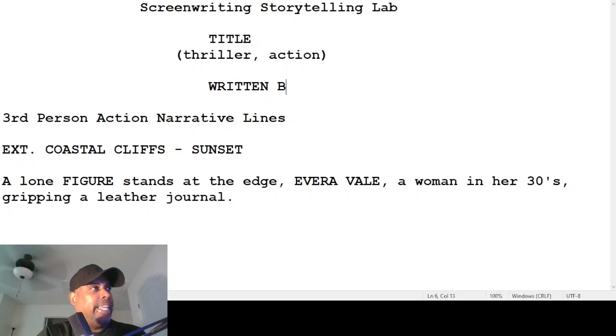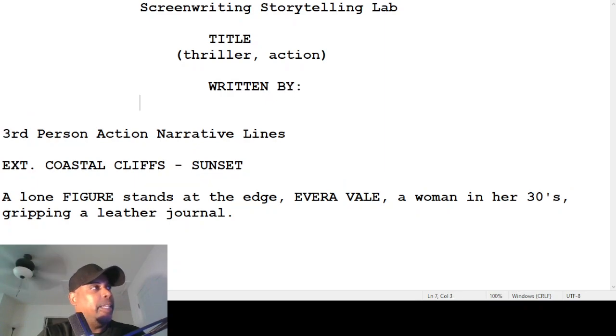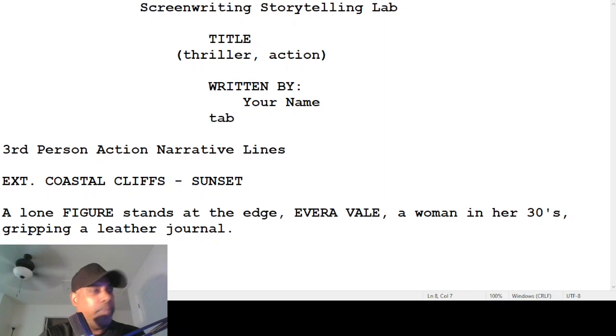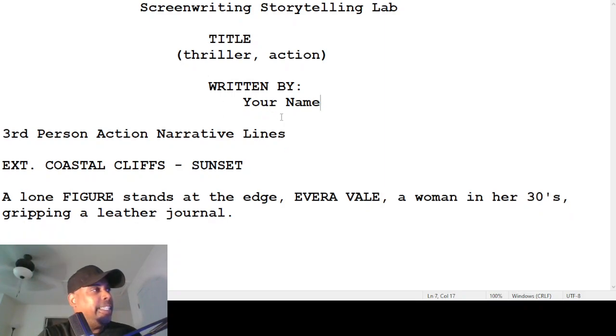Written by you. Okay, so that's our style, right? We've got tab 4 here. Tab 4 exists right here. That's 4 spaces from tab 8. And now we're ready to begin. Ready to begin now.